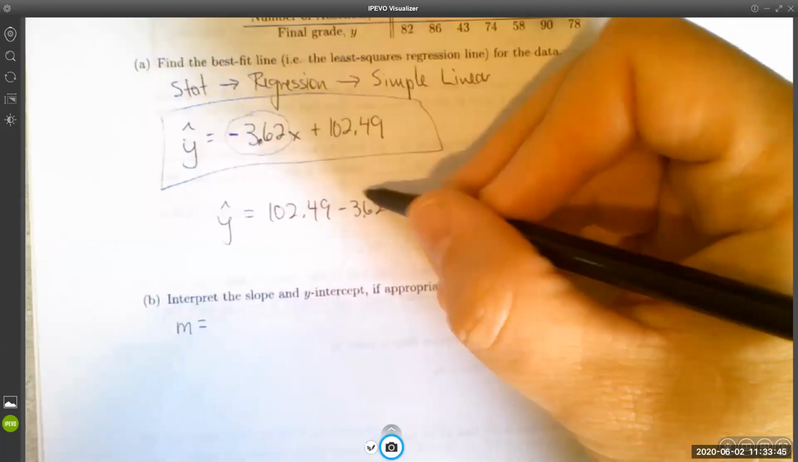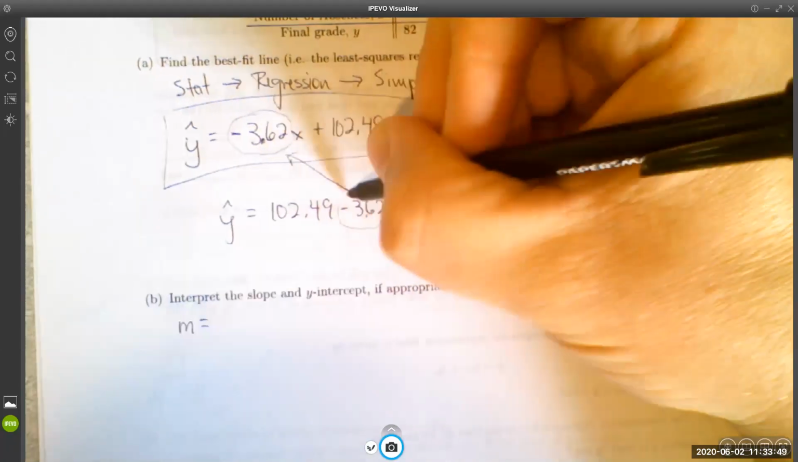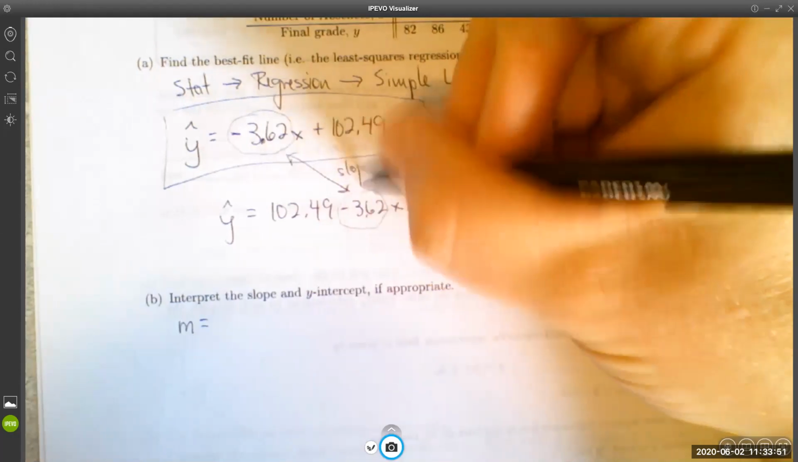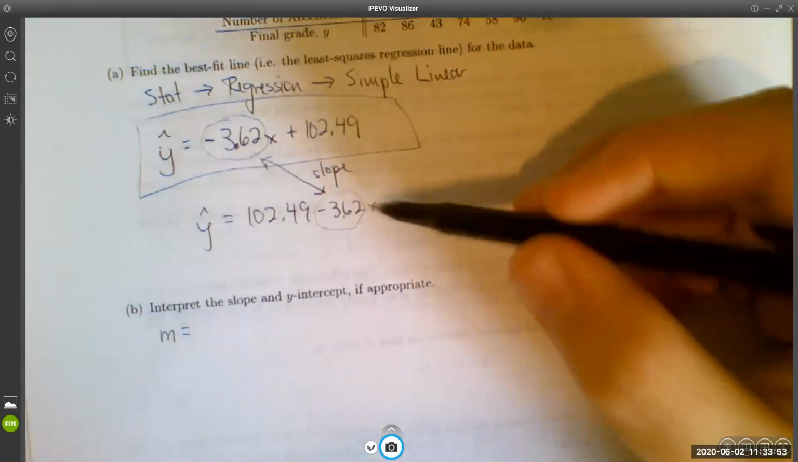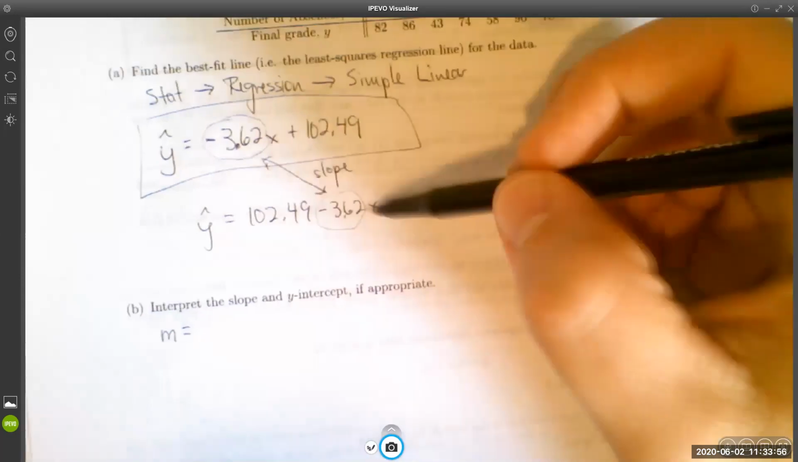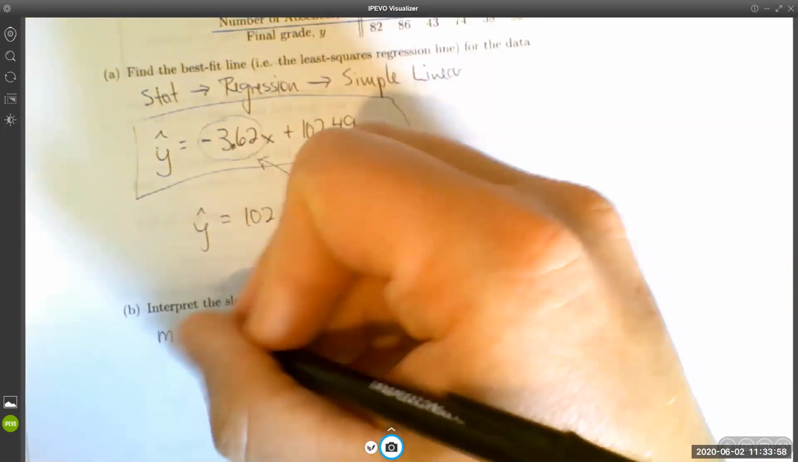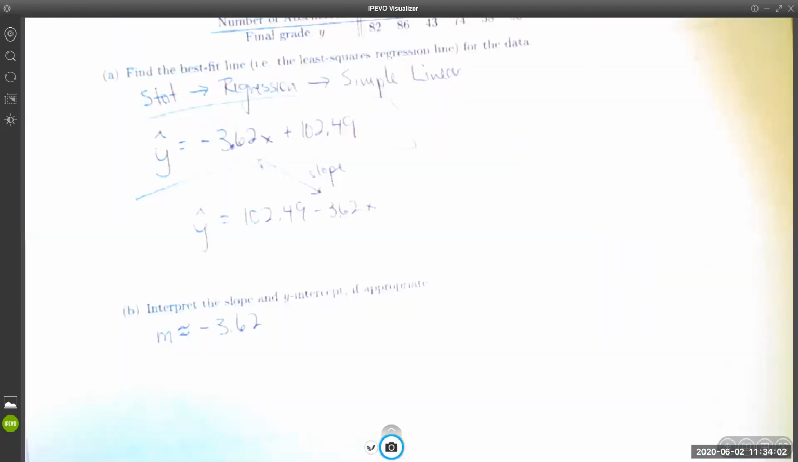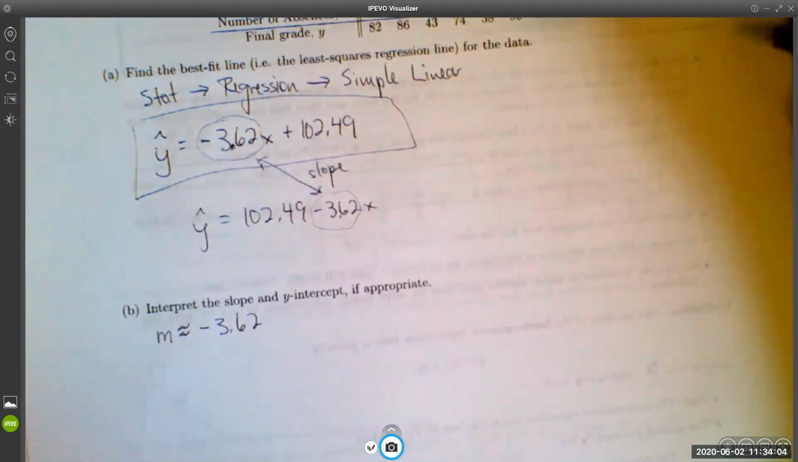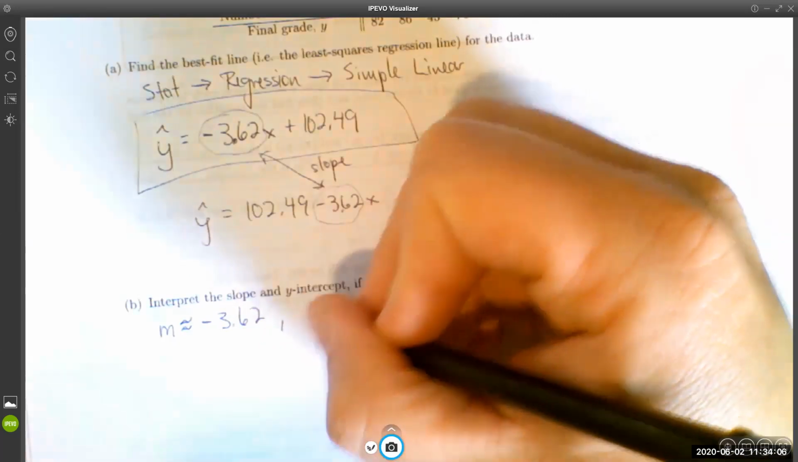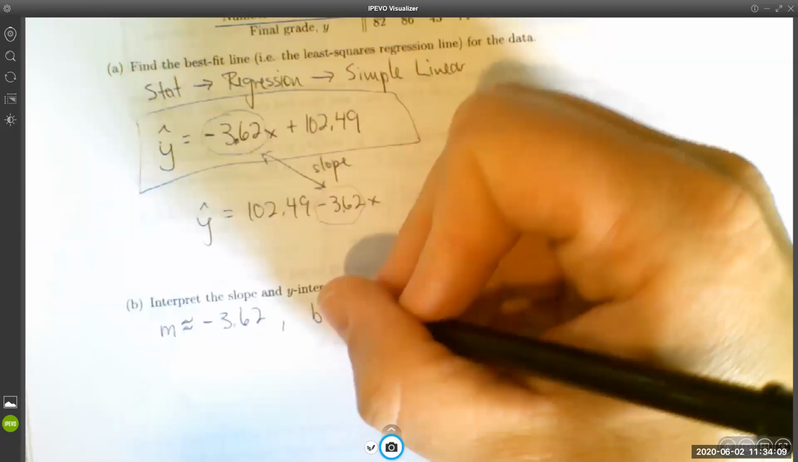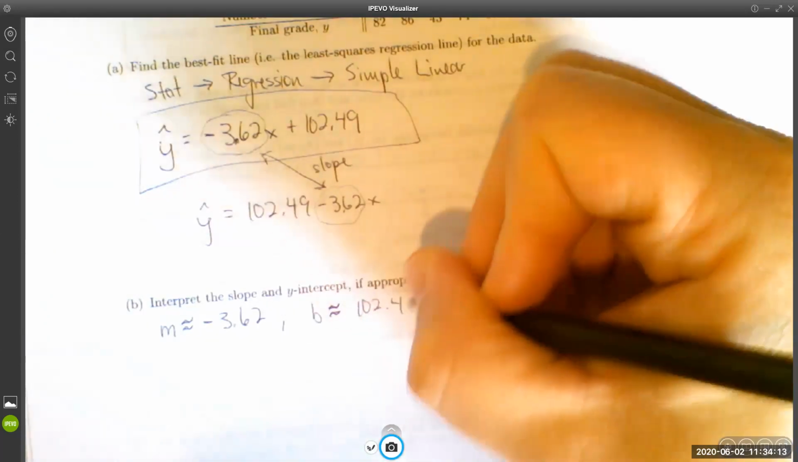But negative 3.62 would still be our slope. It's always the number that you're multiplying by x. That's your slope. So m is approximately negative 3.62. And the y-intercept, b, is approximately 102.49.